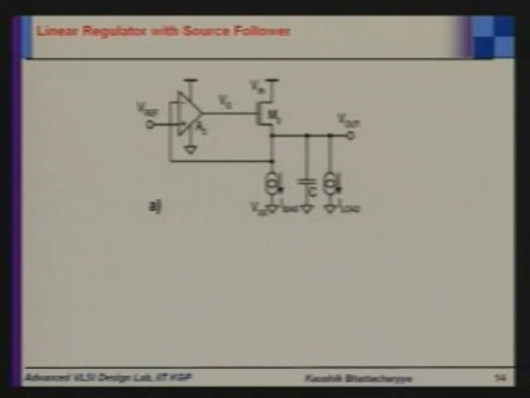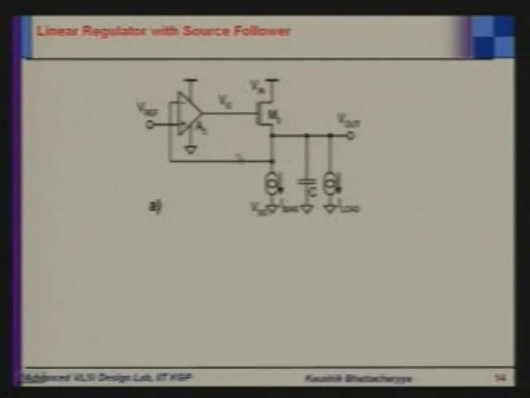So, this is the typical block diagram of a linear regulator with source follower. Here the pass device is NMOS type and it is connected in source follower configuration. As it is in source follower configuration, the output resistance is very low. So, the load regulation through this configuration will be better. If you do the analysis, you can see that.